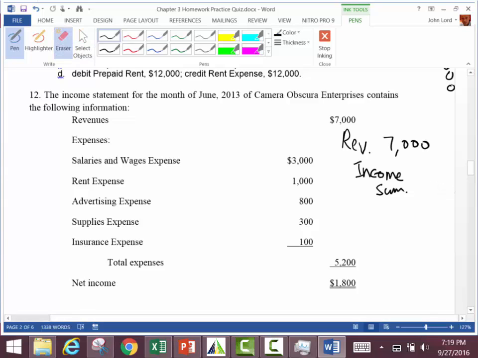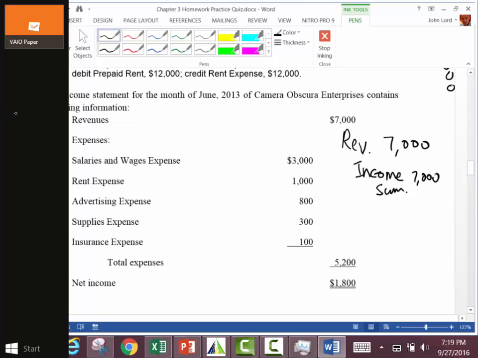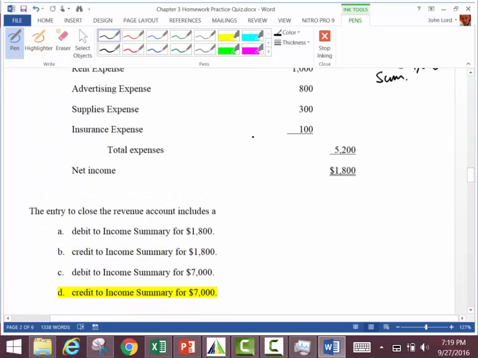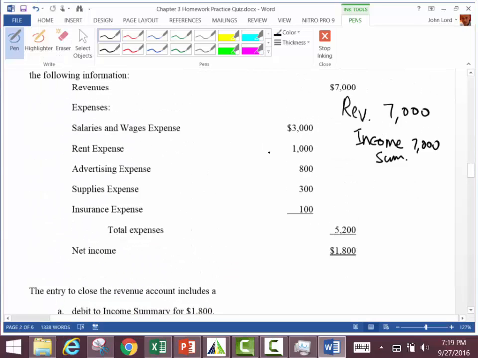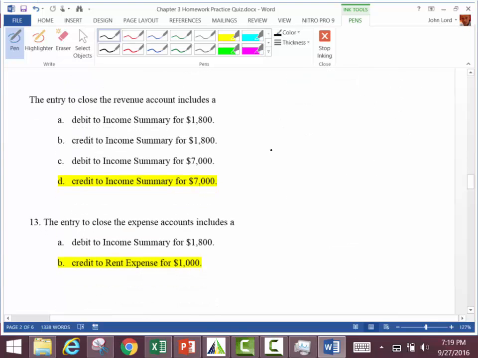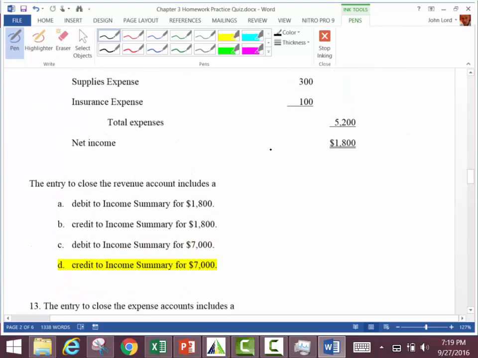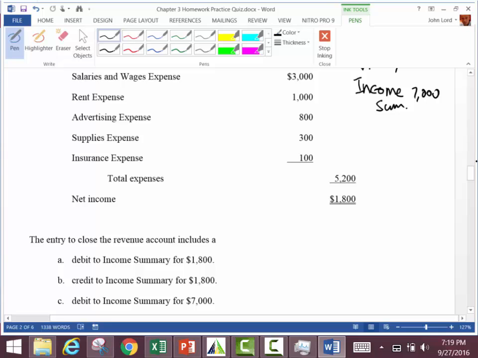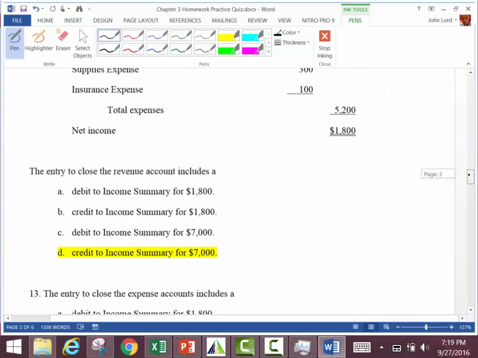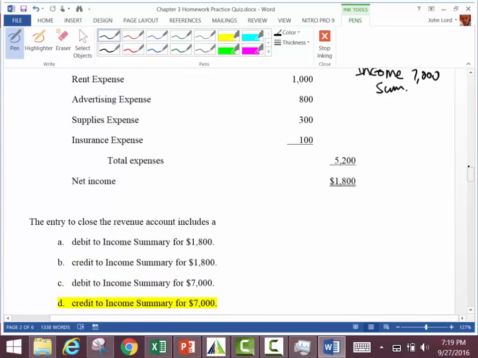Scroll down, see if that's the answer. Oh, okay, you're going to fix that. Scroll down a little bit. There it is, right there. We did what? Credit to the income summary for 7,000. That's what we did because we had to debit the revenue. Right? We're good, Chester? Okay, good. Excellent job.